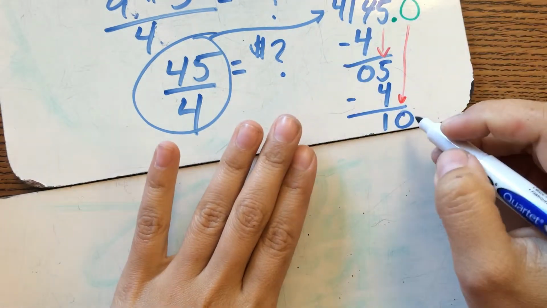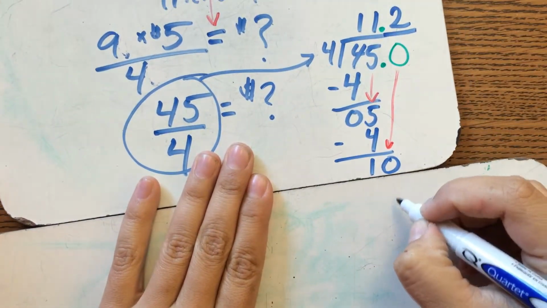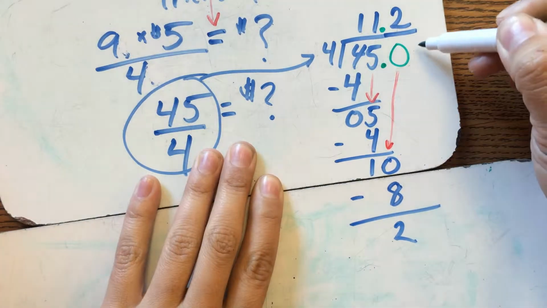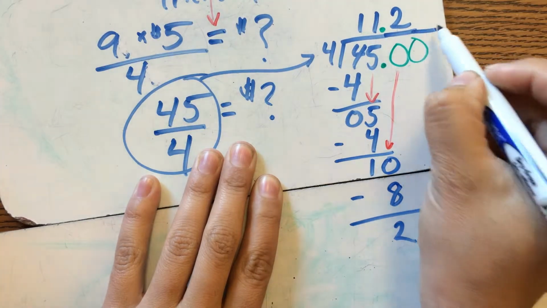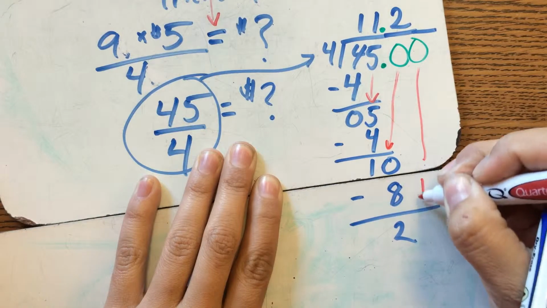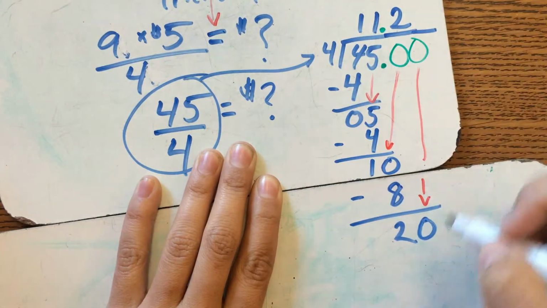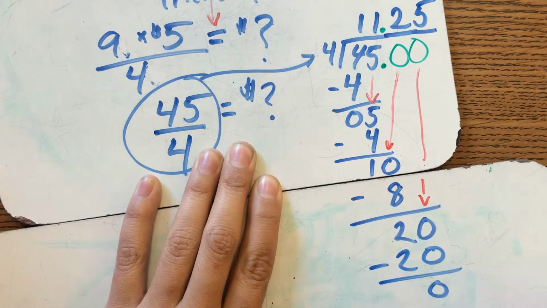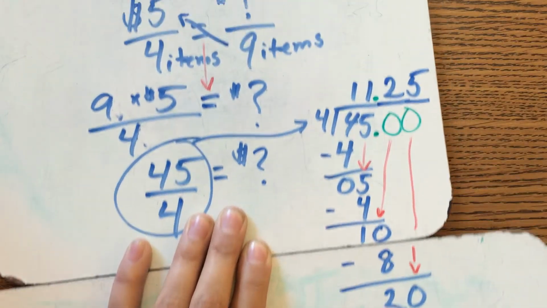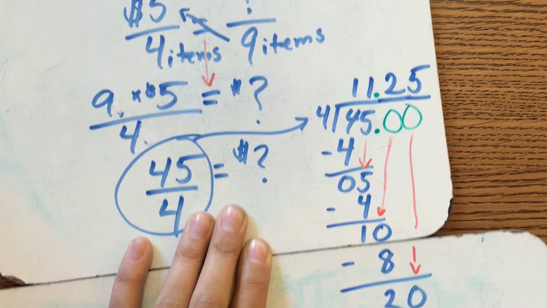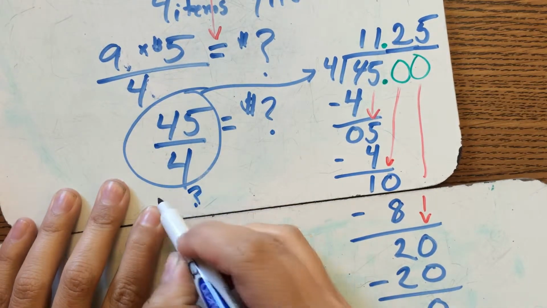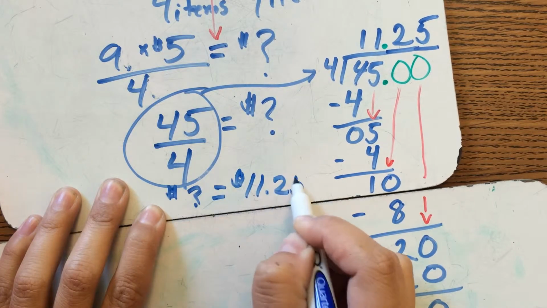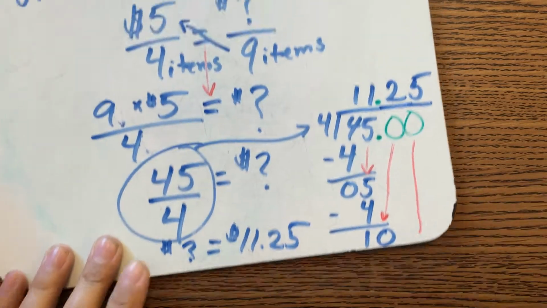Okay, 4 times 2 is 8. 10 minus 8 is 2. We're still not done yet. Let's add another 0. Four goes into 20 evenly. It goes in 5 times. 5 times 4 is 20. Remainder 0. This is the answer. 11.25. Question mark dollars equals $11.25. So let's look back at the original problem.